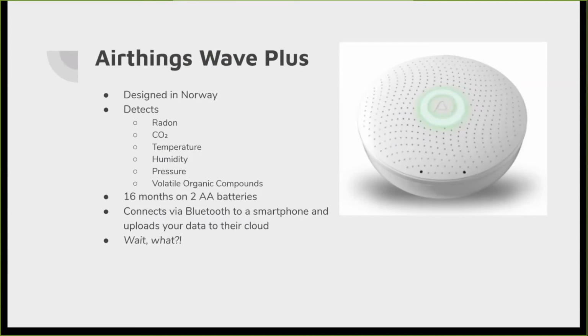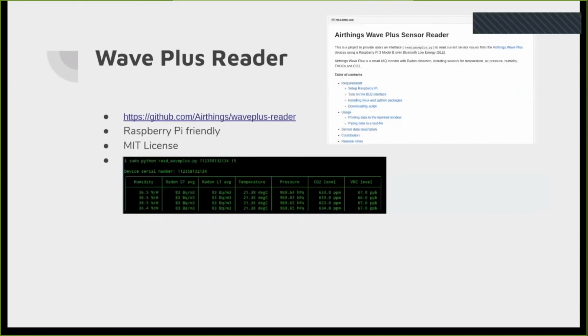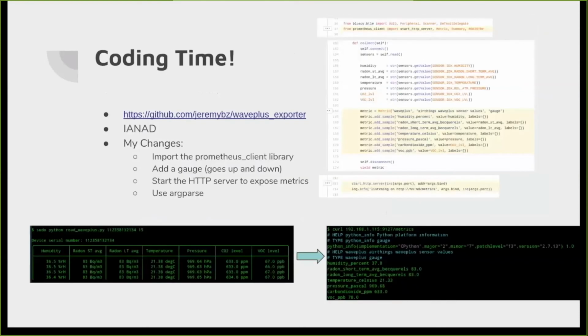It's my data, why should it be in someone else's cloud? And besides, I wanted to play with it. Fortunately, a little more searching brought me to the WavePlus reader, which is a free script that the AirThings people made. It's really easy to set up with a Raspberry Pi, and it uses the MIT license. So I decided to make an exporter. It was really easy. I just imported the Prometheus client, added some gauges, and started the HTTP server. In fact, all of my changes you can see on this slide right here.